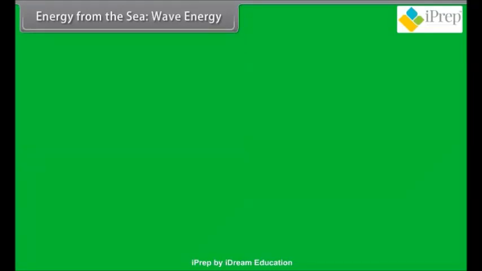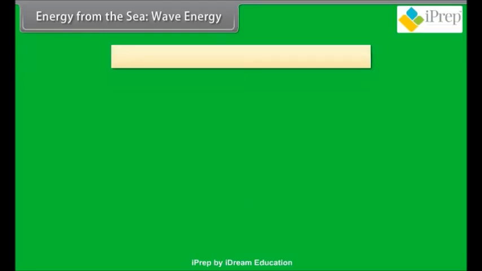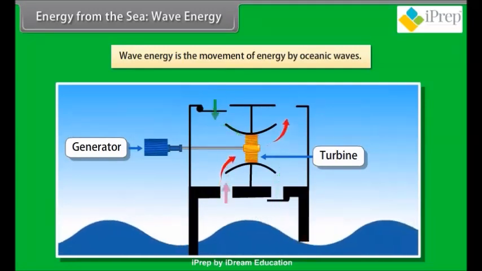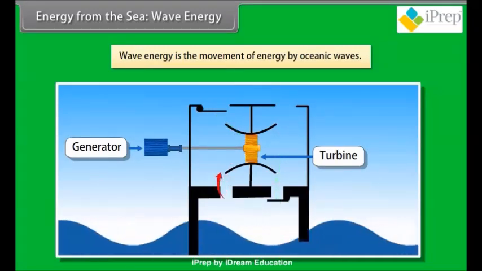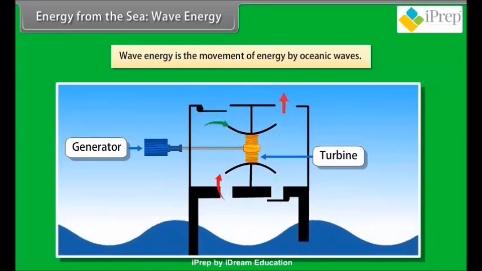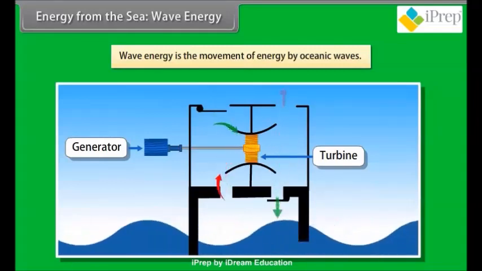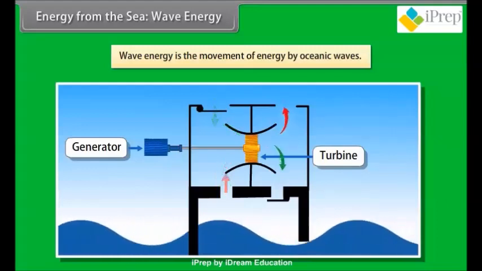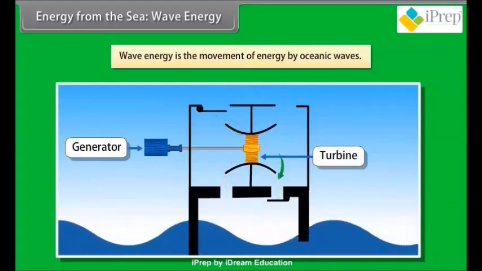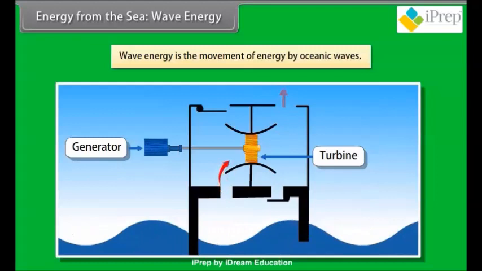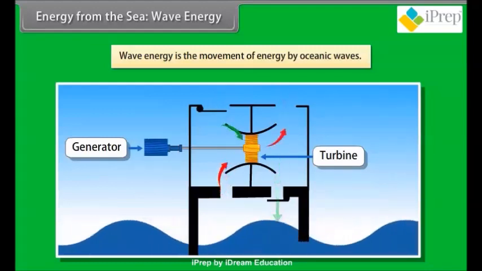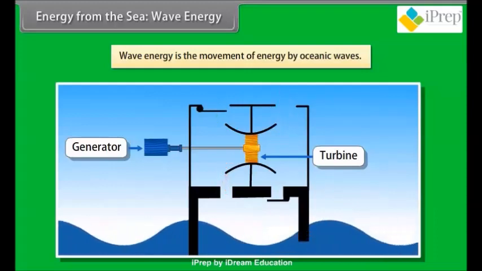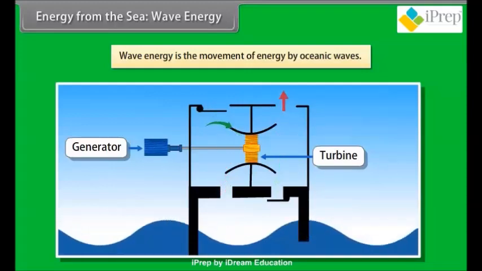Energy from the sea. Wave energy. Wave energy is the generation of energy by oceanic waves. We can capture this energy to do useful work, for example, electricity generation, water desalination, or the pumping of water into reservoirs. Waves are generated by wind passing over the surface of the ocean. As long as the waves move slower than the wind speed above the waves, there is an energy transfer from the wind to the waves.